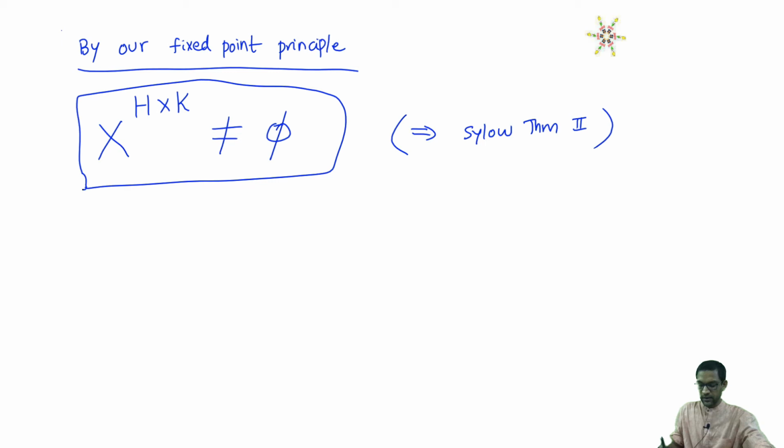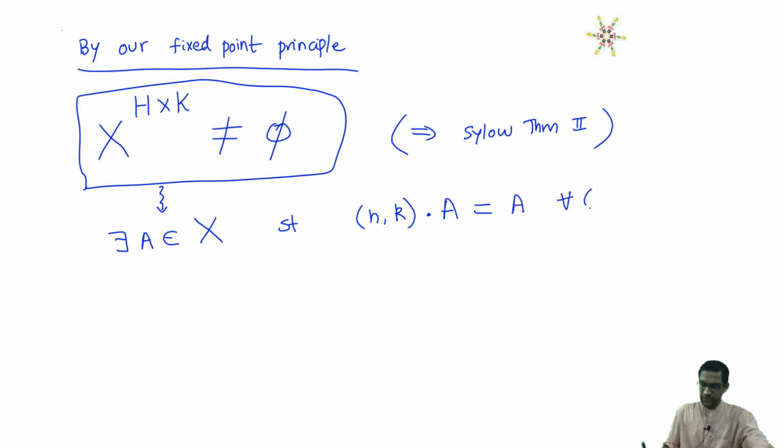So why does the set of H cross K fixed points being non-empty imply Sylow Theorem II? This is what I need to prove. Let's unravel this definition a little bit. The fixed point set of H cross K being non-empty means there exists a fixed point. In other words, there is an element A in X such that A is fixed by every element of H cross K, such that (h, k) acting on A gives me A for every pair (h, k) in H cross K.